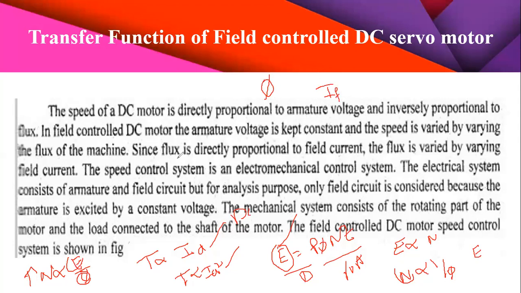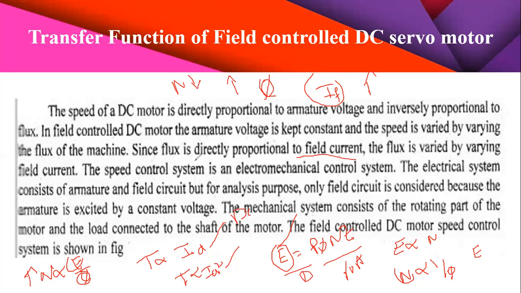Now, since the flux is directly proportional to the field current, the flux is varied by varying the field current. You cannot vary the flux directly. If you vary the field current, then it can be varied. Okay? If you increase the field current, the flux also increases. If the flux increases, the speed will be reduced. So this is the relation between these three. Field winding current and flux are both directly proportional, and it is inversely proportional to the speed.